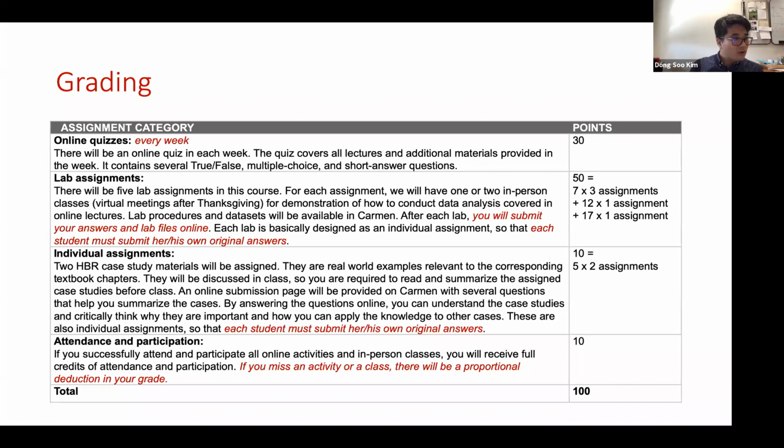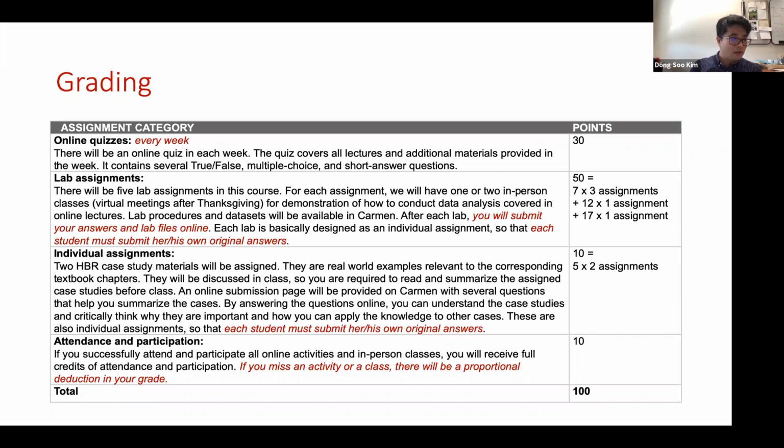And please note that each lab assignment is basically designed as an individual assignment. That is, each of you must submit your own original work and answers. Some discussions are allowed, but any types of collaboration are not permitted.